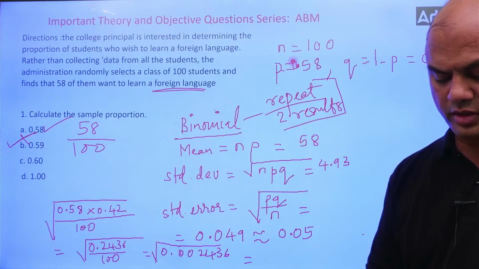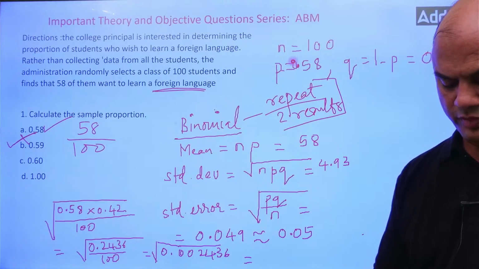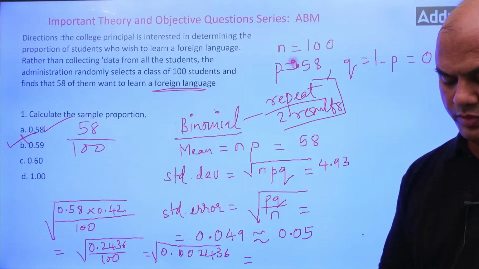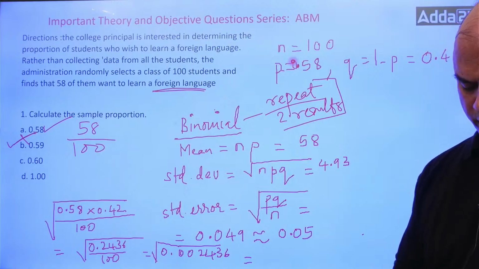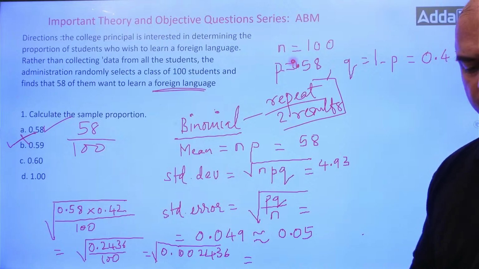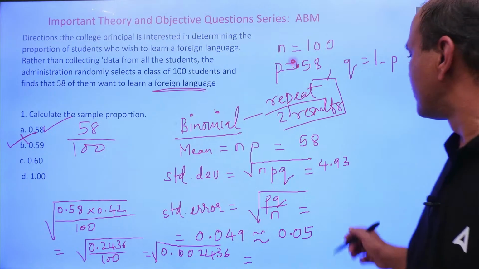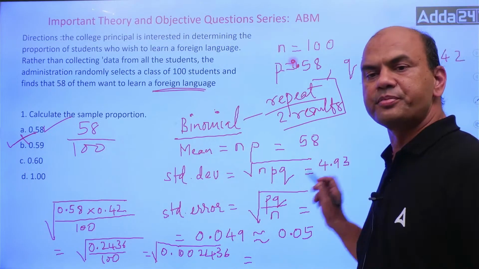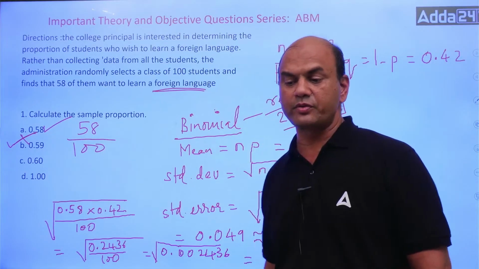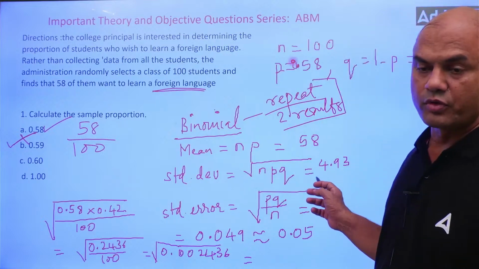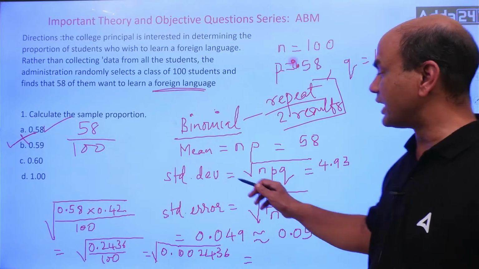Square root of what? 58 into 0.42, right? 4.93. Are you getting this? 4.93. How many of you are getting this? In the comment section, give me in the comment section. 4.93. So this is standard deviation.